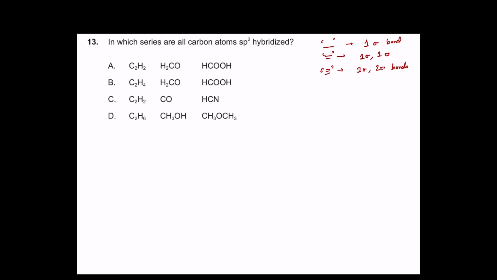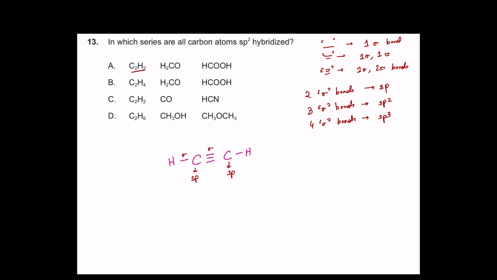Now, if around the carbon atom you have two sigma bonds, then the carbon is sp hybridized. If you have three sigma bonds, then the carbon is sp2 hybridized. And if you have four sigma bonds, then the carbon is sp3 hybridized. Now we have to check the options. First option we have C2H2. C2H2 is this. Now one sigma bond is in the triple bond and one sigma bond is in this single bond. So this one is sp hybridized. This one is sp hybridized. As this one is sp hybridized, this option is not correct because all of the atoms should be sp2 hybridized.